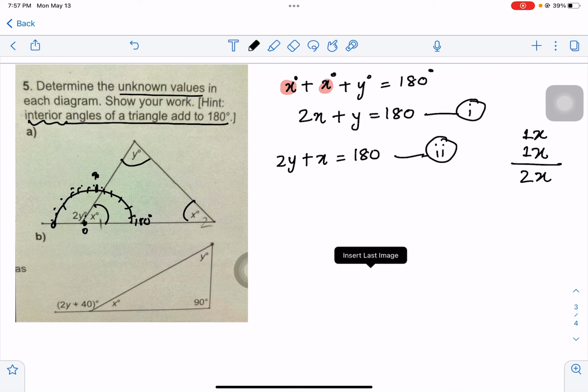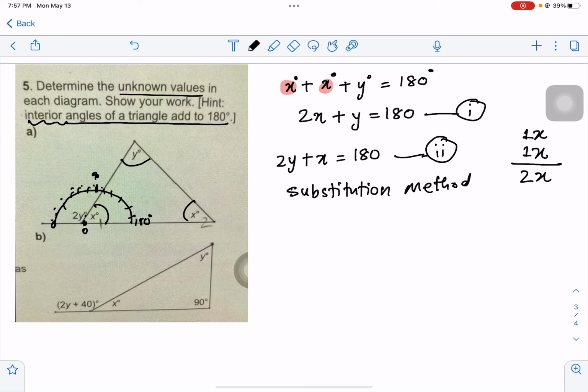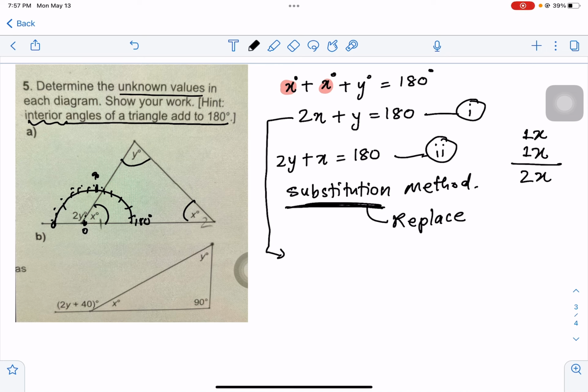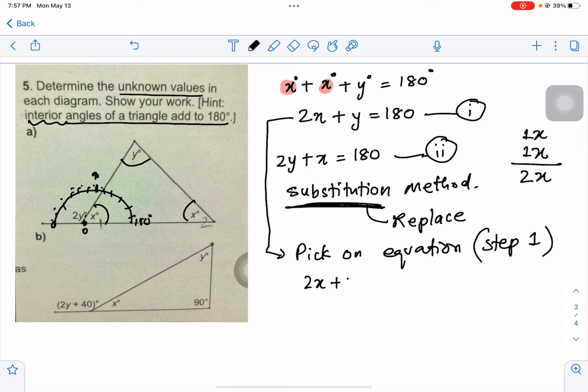Now first thing, what method do you want to use? If I want to use the substitution method, substitution is an English word meaning replace. Remember that you replace. So step number 1, pick one equation. I'm picking one, that is 2x plus y equals 180.